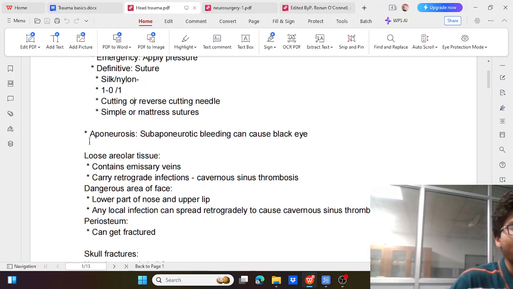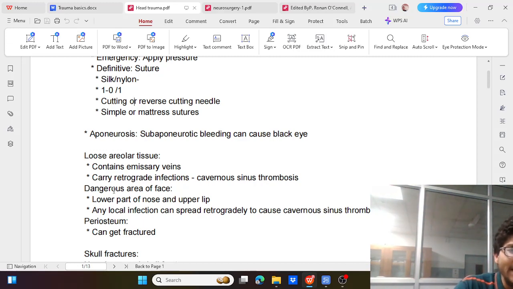Okay, so aponeurosis is the next layer, and bleeding in this subaponeurotic area can cause blackening of the eye. Then we have loose areolar tissue which has emissary veins, and if damaged or infected can cause cavernous sinus thrombosis, the cavernous sinus which is there beside the pituitary.